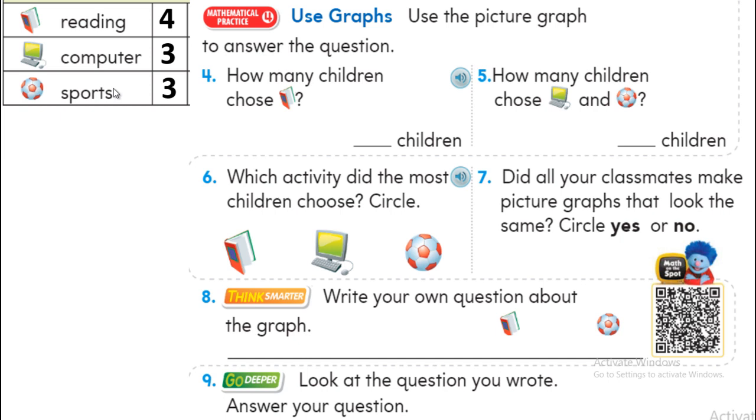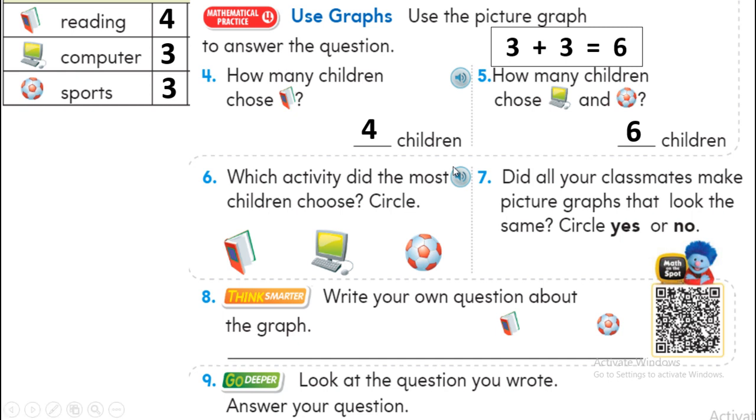Now how many children chose reading? 4. How many children chose computer and sports? And you remember when we have "and," excellent, adding. So here we're going to add, but what 2 numbers are we going to add? Computer and sports. So 3 from computer, 3 from sports. 3 plus 3 equals 6, and you write your answer here. Very good.